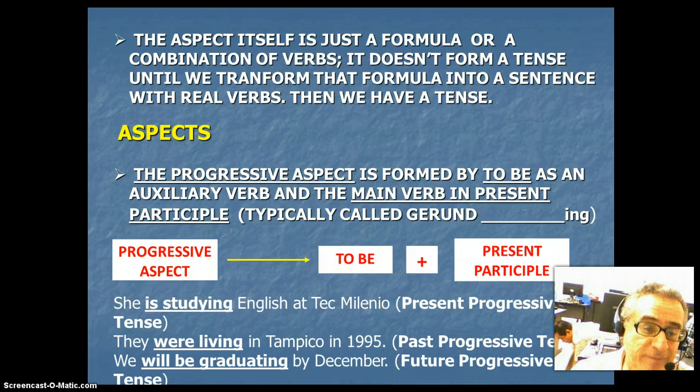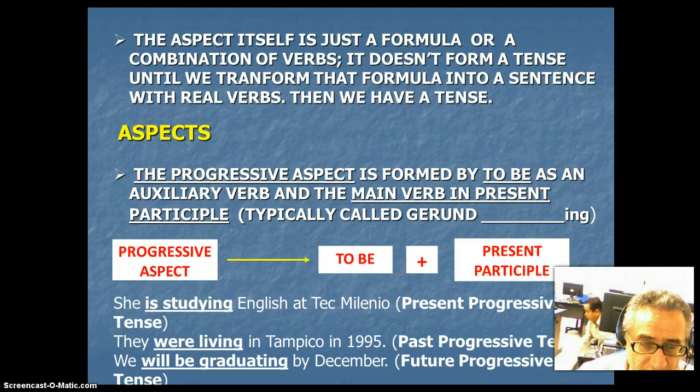So, aspects. The progressive aspect is formed by to be, always a combination of to be as an auxiliary verb, and the main verb in present participle, which is the form that we usually call a gerund, which is the ing ending. So the progressive aspect, once again, is to be plus present participle, ing.